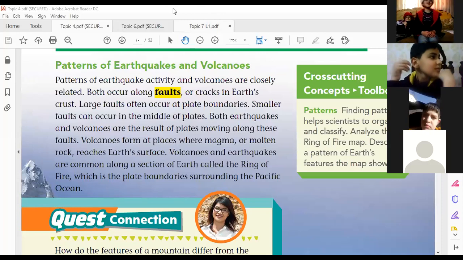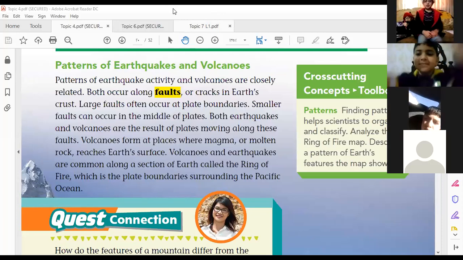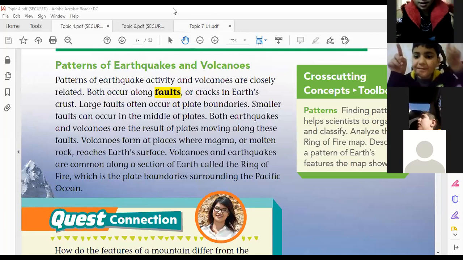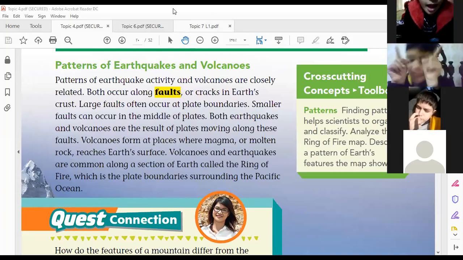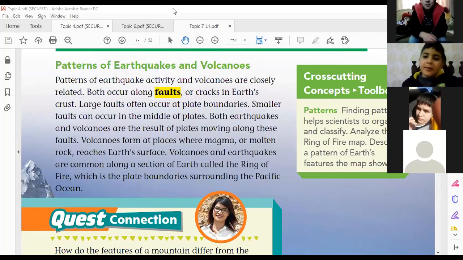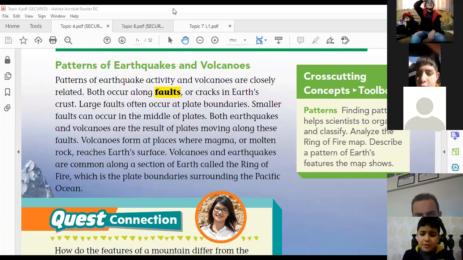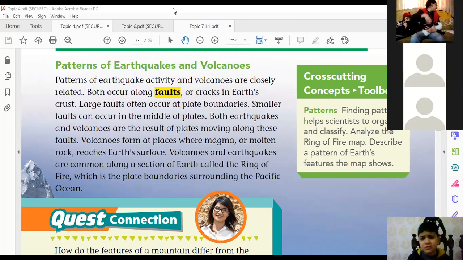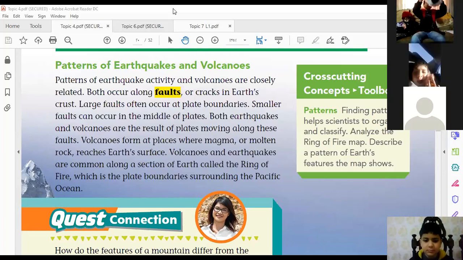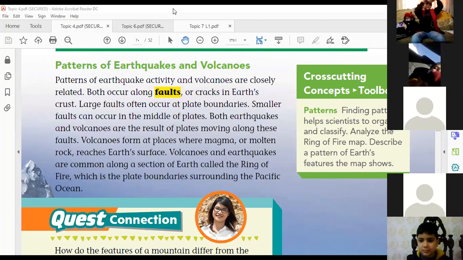What is magma? Is molten rock. Molten rock, exactly. Thank you very much. That's right. What is the difference between magma and lava? Yes, teacher. The magma stays underground, but the lava gets up. Exactly. Thank you very much.